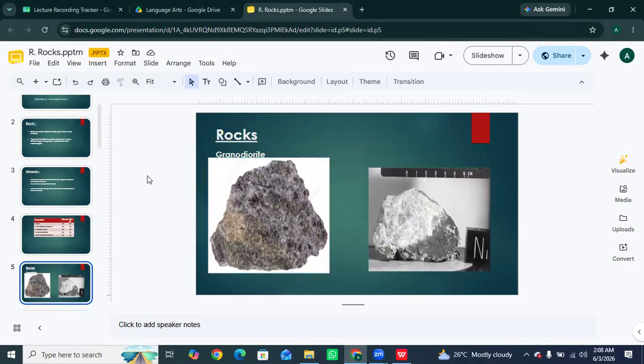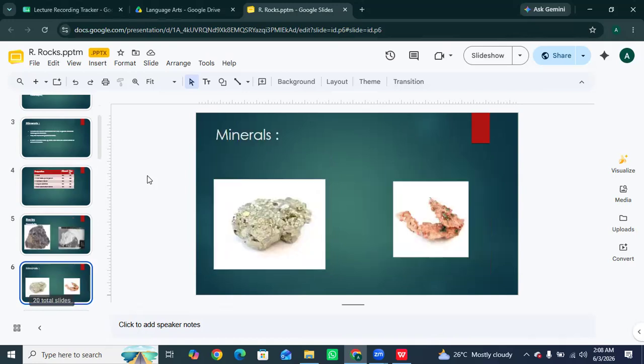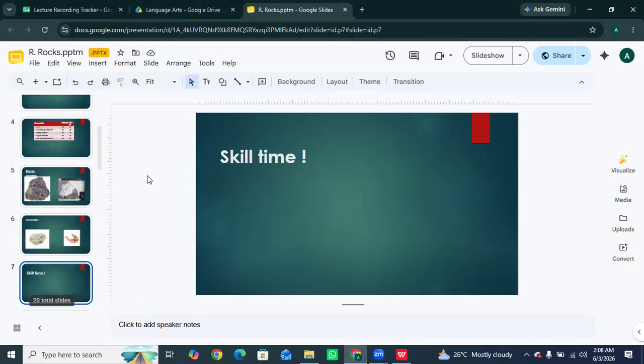This is an example of a rock, which is granodiorite. And these are the minerals.